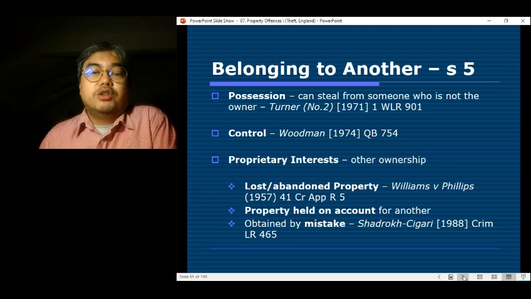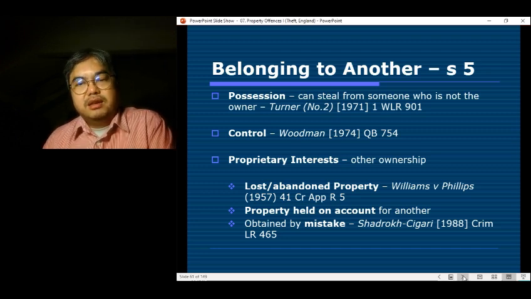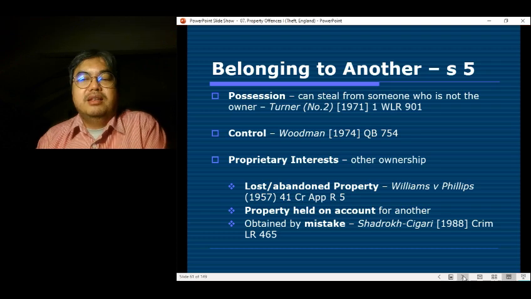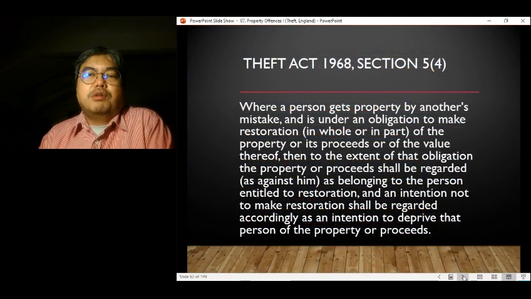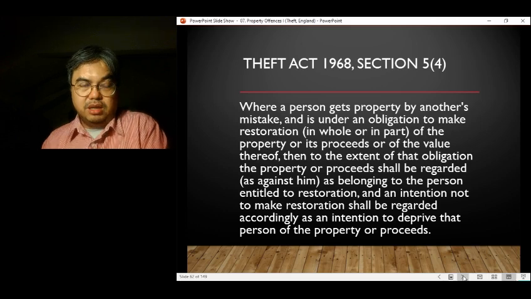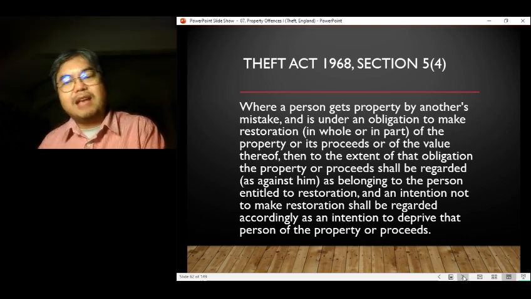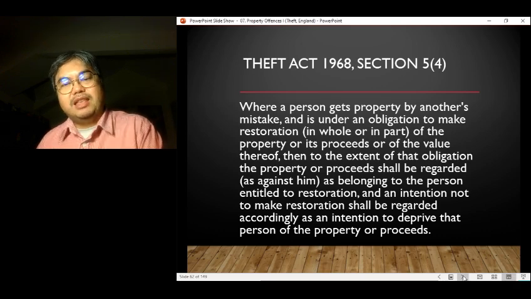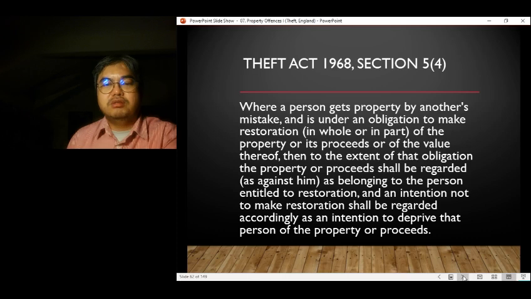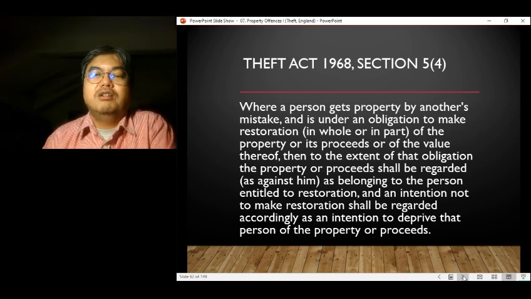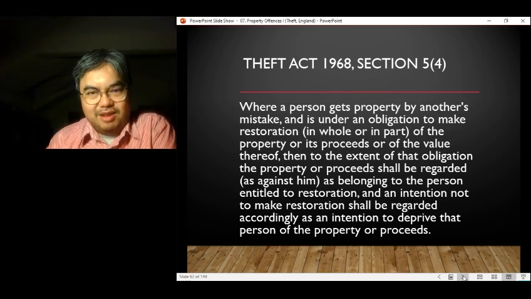Now, what about property which was obtained by mistake? Right, Shadrach Shigari. This is the authority for this. Property that was obtained by mistake. Now, when a person gets property by another's mistake and is under an obligation to make restoration, either in whole or in part of that property or its proceeds or the value thereof, then to the extent of that obligation, the property or proceeds should be regarded as against him as belonging to the person entitled to the restoration. And the intention not to make restoration should be regarded as intention to permanently deprive that person of the property or proceeds.